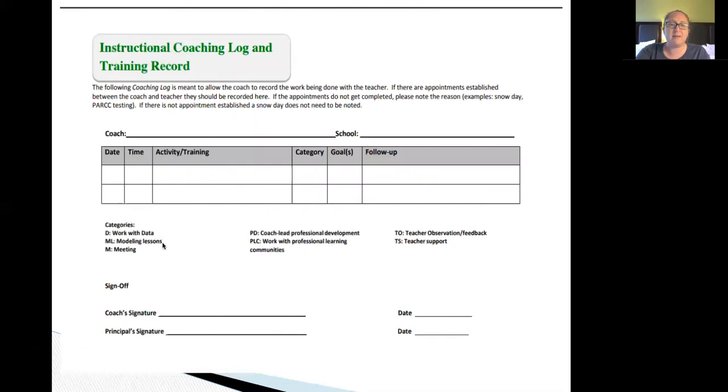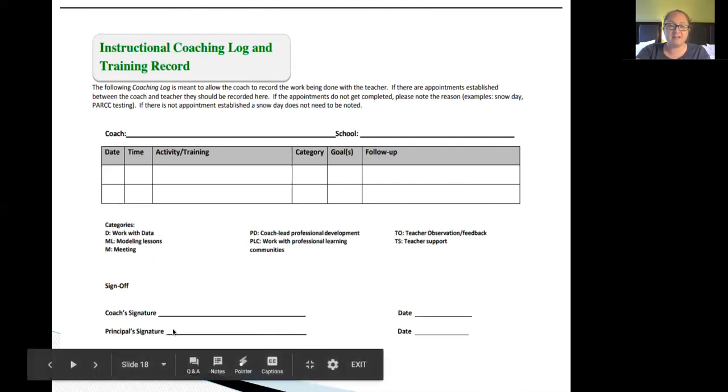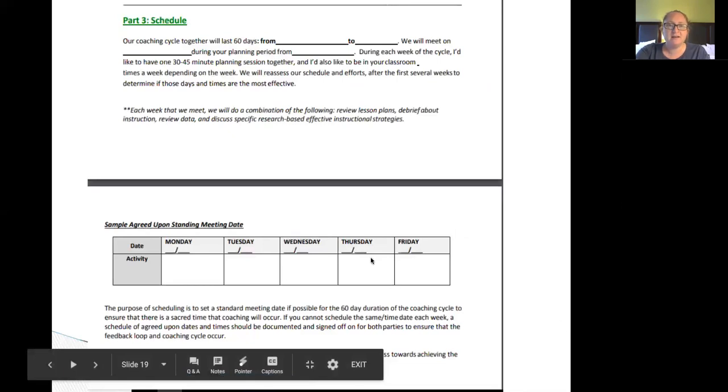Are we looking at data? Am I modeling a lesson? Are we just meeting? Is it observation and feedback? Putting all of that in there, documenting the follow-up. But this, you can see you're agreeing on it beforehand, because the coach, it shouldn't really say principal, it should say teacher. You're agreeing to it ahead of time, right? So everybody knows what to expect.